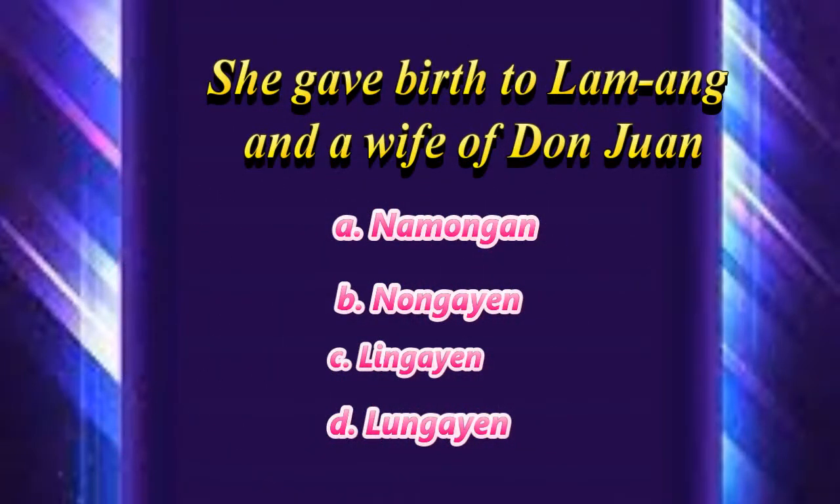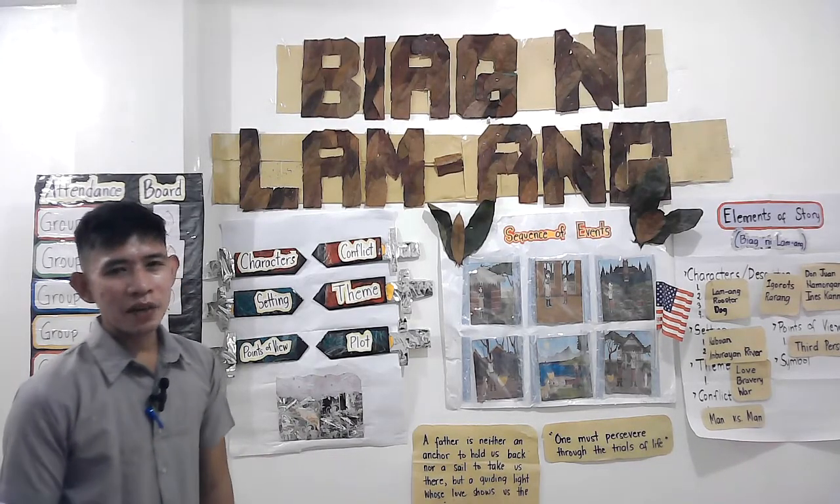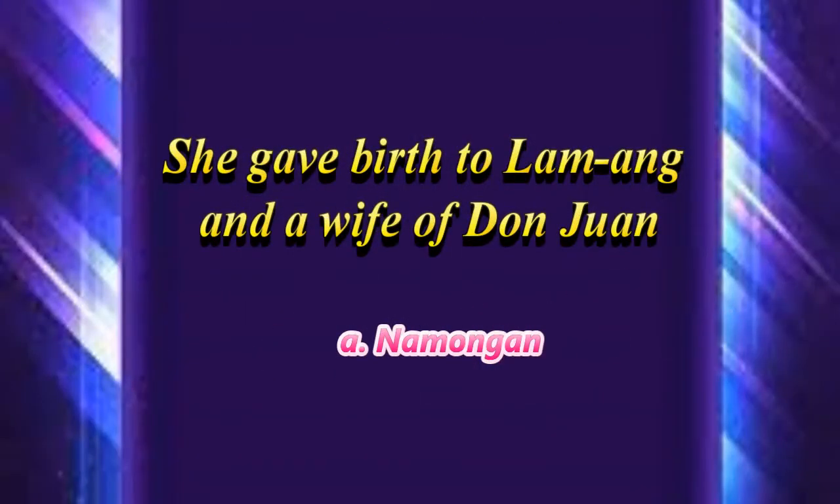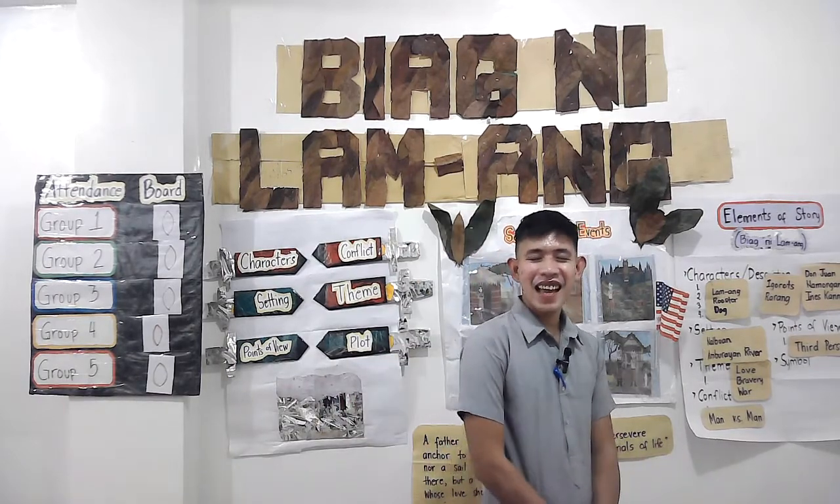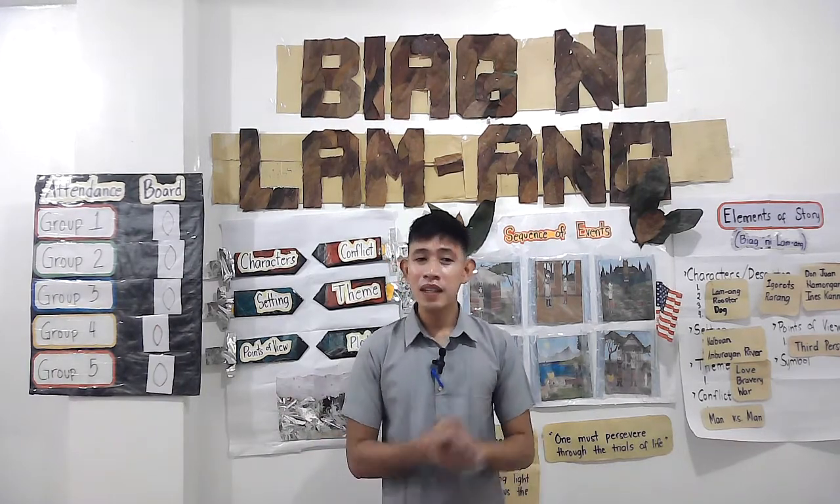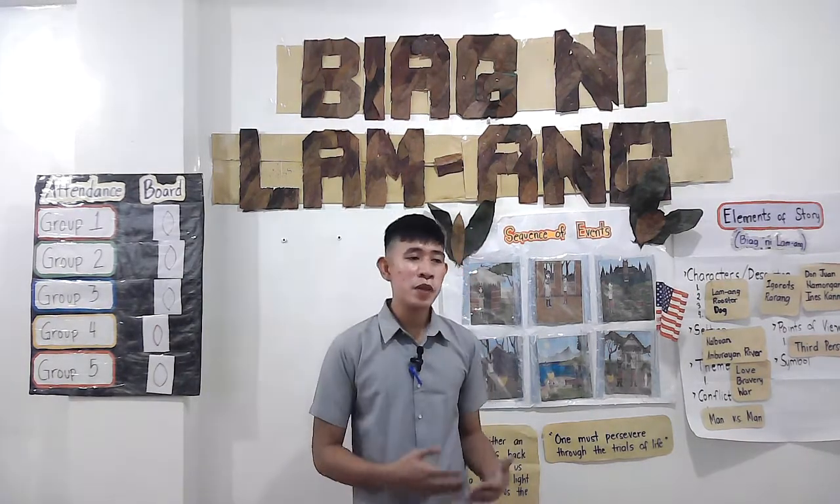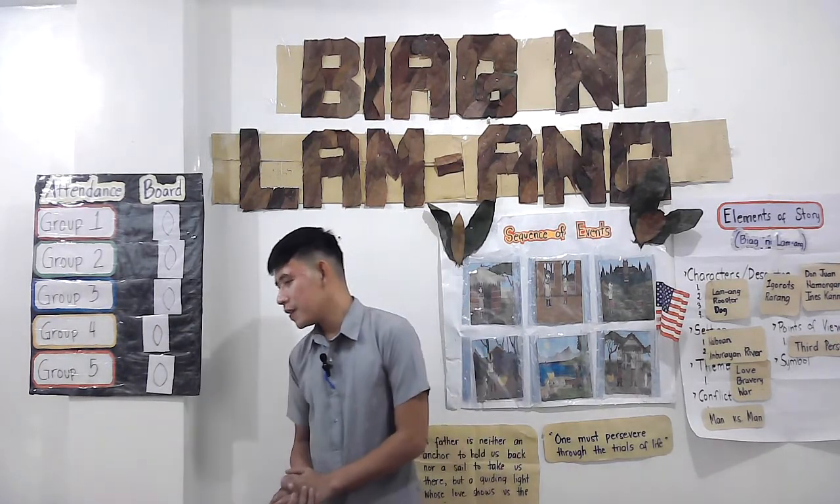She gave birth to Lam-ang and is the wife of Don Juan. A. Namongan. B. Nungayan. C. Lingayan. D. Lungayan. What is your answer? 5, 4, 3, 2, 1. Correct. That is letter A. Namongan. Very good. So everyone got the correct answer. Very nice. Since everyone got the correct answer, later on I will give you the prize at your respective chairs. Let's have another activity, okay?